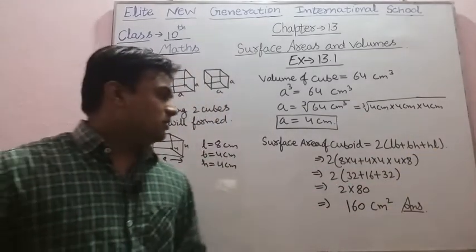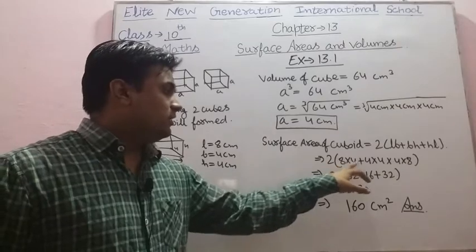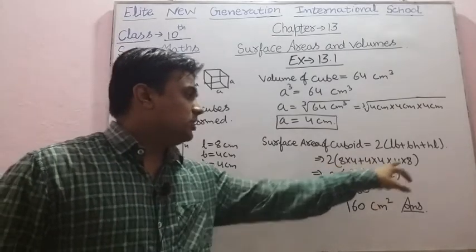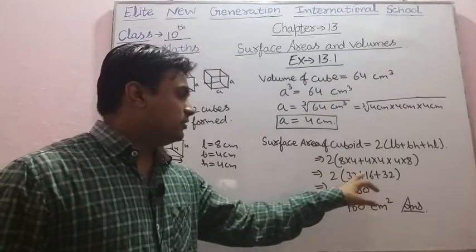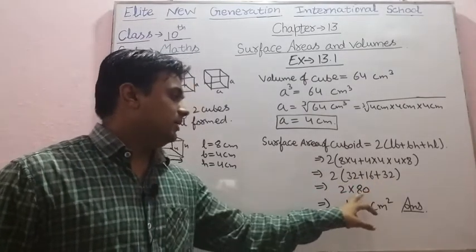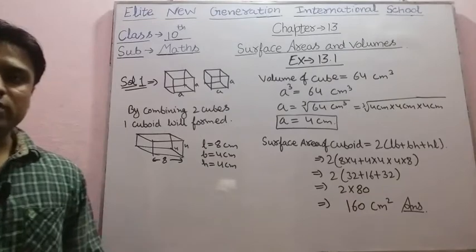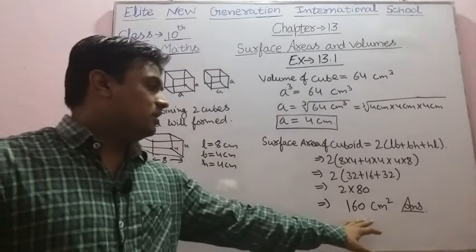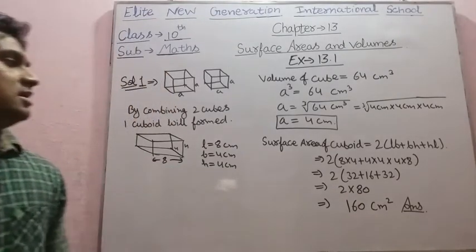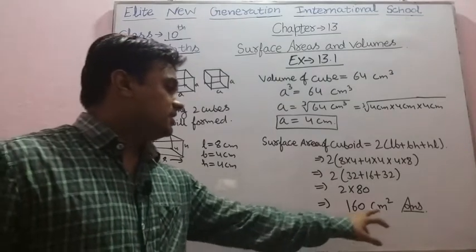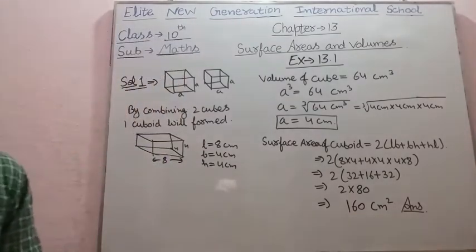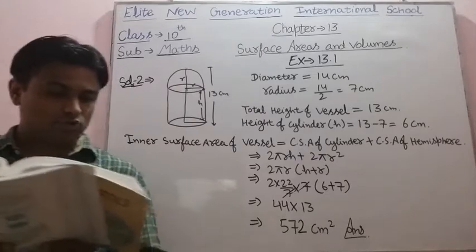Now solving it, 2 into, it will be 8 into 4 is 32, 4 into 4 is 16, 4 into 8 is 32. So now adding them, 32 plus 16 plus 32 will be 80, 2 into 80 will be 160 centimeter square. So we can say that the surface area of the resulting cuboid will be 160 centimeter square. So this will be the answer. Now after this, see the next question. So after this, see question number 2.